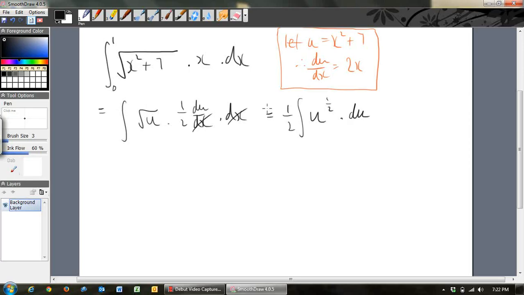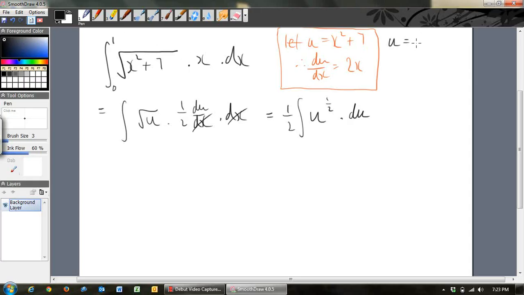Because this is now totally in terms of u, what we need to do is make the substitution. This integral is evaluated from where x is equal to 1 and x is equal to 0. So when x is equal to these values, we need to figure out what u is equal to at those values.